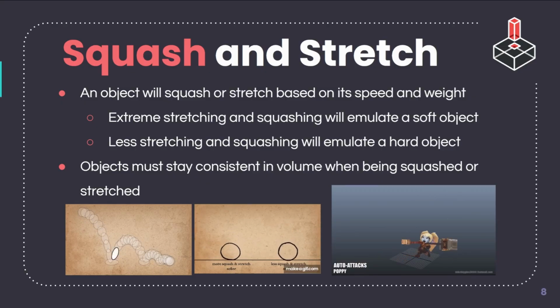So one of the key things with that is that the object that you're drawing must stay consistent in volume. If it suddenly becomes extremely smaller or larger when you're squashing and stretching it, it will go off model or look like a different character or a different object of a different size, and then it kind of breaks that illusion that squash and stretch was making of the exaggeration of the motion. So you have to be very careful that you aren't making it too large or too small as you do this.